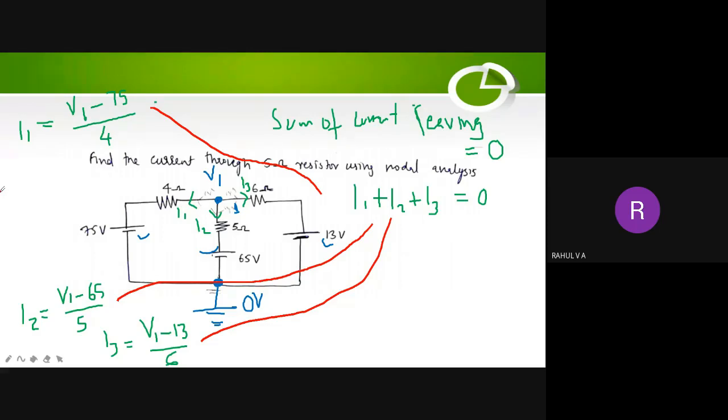So what is the value of V1? Okay, you are substituting I1 is equal to (V1 minus 75) by 4, and then I2 is equal to (V1 minus 65) divided by 5, and I3 is equal to (V1 minus 13) by 6 into the main equation. So into this equation, and tell me what is the value of V1 you got after the substitution.